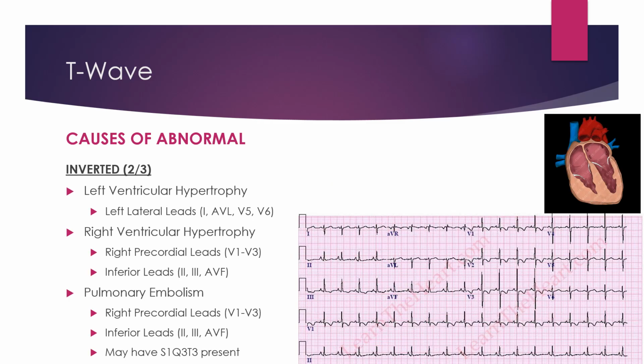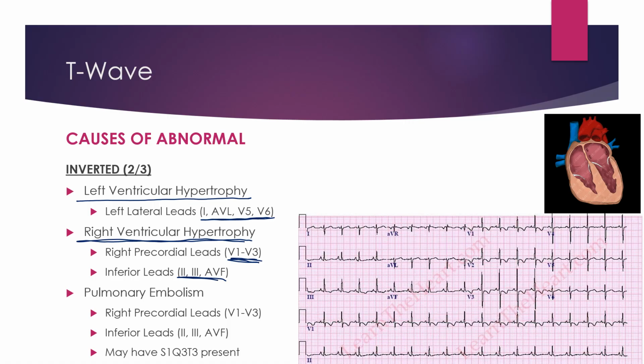All right, other places. Again, I want you to see the correlation here. In left ventricular hypertrophy, the left side of the heart gets really big, and where do we see inverted T waves? We see them in the left lateral leads: 1, aVL, V5, V6. In right ventricular hypertrophy, we see them in the right precordial leads, V1 through V3. You may also see them inverted in the inferior leads, 2, 3, and aVF, with that.